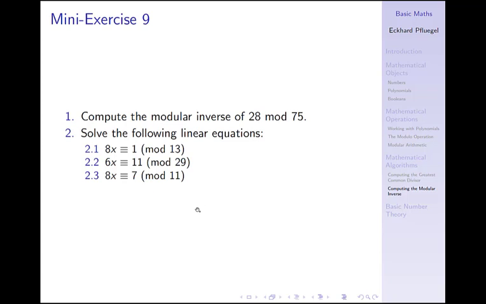And then once you've done that, we can have some other very interesting and useful applications of the modular inverse. So solving linear equations modulo an integer can basically be done provided you can compute the modular inverse. So you could try to solve those linear equations, 8x congruent 1 mod 13, and 6x congruent 11 mod 29, and also 8x congruent 7 mod 11, based on this idea of computing the modular inverse first. And of course, you need to carefully think which number you are actually going to need the modular inverse of. So that would be the second mini exercise.